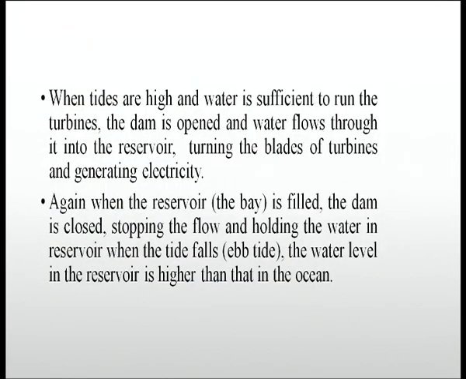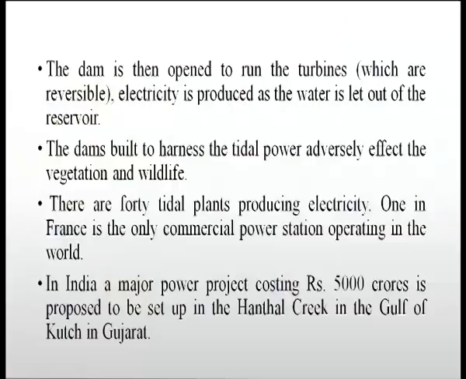When the tides are high and water is sufficient to run the turbines, the dam is open and water flows through it into the reservoir, turning the blades of the turbine and generating electricity. Again, when the reservoir is filled, the dam is closed, stopping the flow and holding the water in the reservoir when the tide falls. The water level in the reservoir is higher than that in the ocean. The dam is then opened to run the turbines, which are reversible. Electricity is produced as the water is let out of the reservoir.